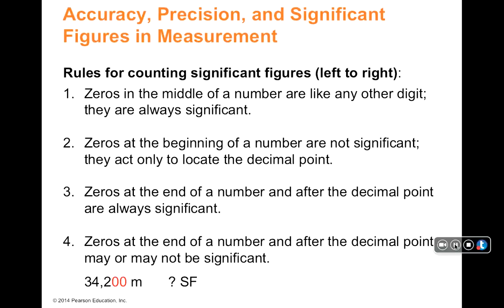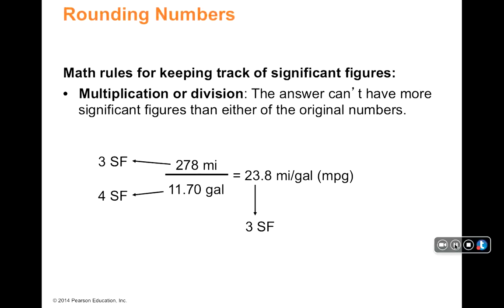And here's an example. So 34,200 meters. Notice that there is no decimal point there, and so we're not able to determine whether those zeros are significant or not. If you think about when you would express this in scientific notation, you could express it as 3.42 times 10 to the 4. So you would need more information to determine that. Okay, so those are our rules on deciding how many significant figures we have.